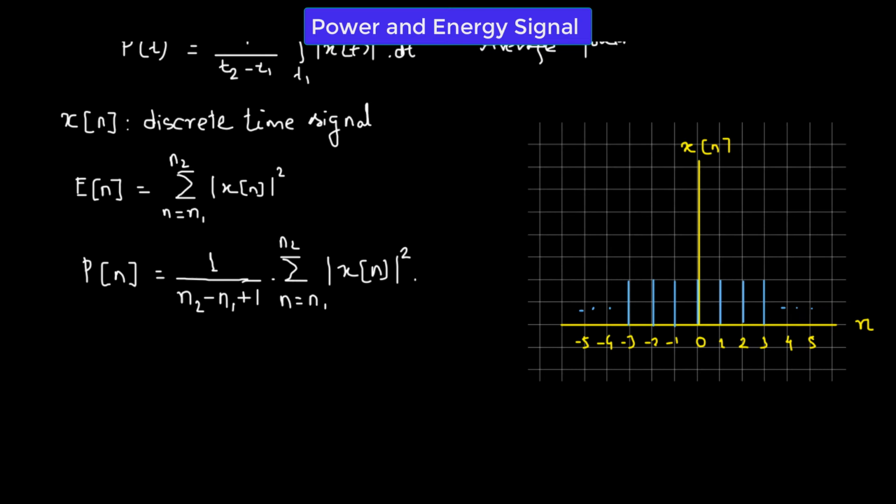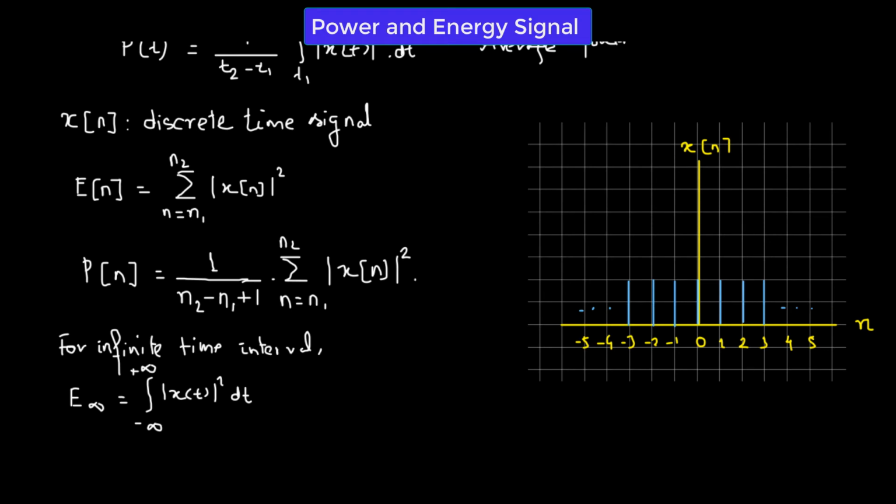There will be systems in which we will be more concerned about examining the power and energy of the signal over an infinite time interval. So when you have an infinite time interval, then in order to calculate the energy, we have negative infinity to positive infinity of the absolute value of the signal, x of t squared dt. So this is for the continuous case.